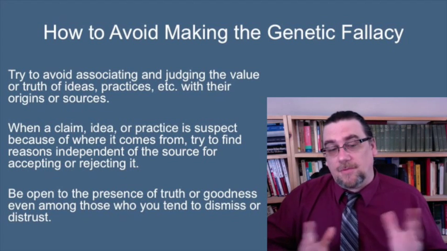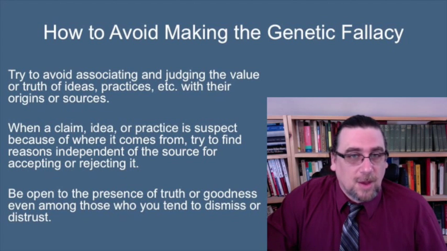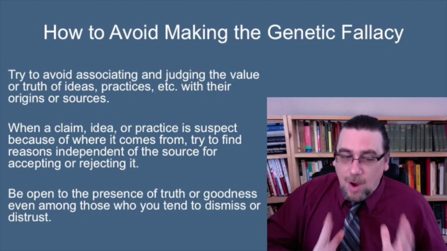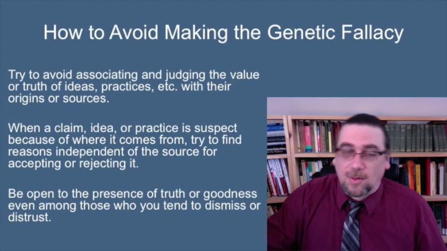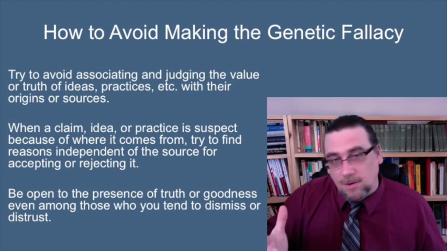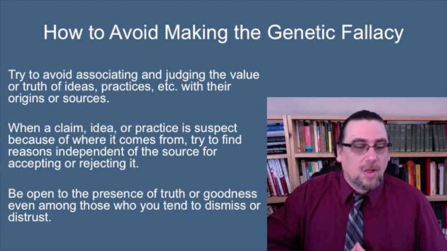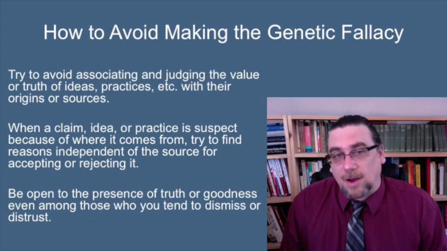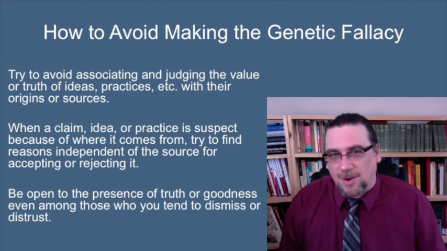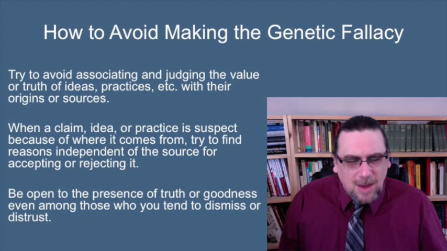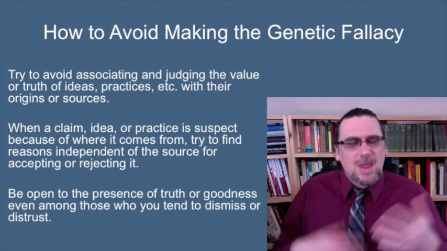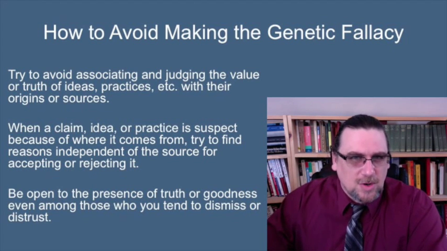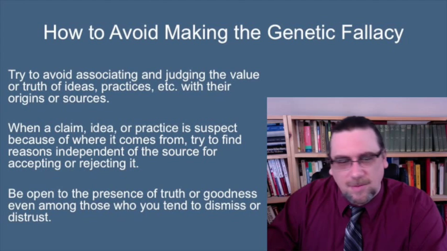How do you avoid falling into this fallacy yourself? How do you become a good critical thinker? Well, try to avoid judging the value or truth of ideas or practices just by their origin or sources. There's a lot of ideas that started out from bad sources, but they turned out to be good ideas. When a claim or idea or practice is suspect because you don't trust where it comes from, try to find reasons independent of the source for accepting or rejecting it. That's what a good critical thinker does. They look for reasons why they should accept or reject, reasons why to believe or to disbelieve something.